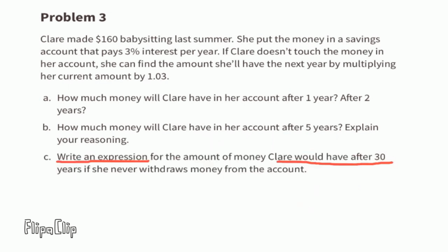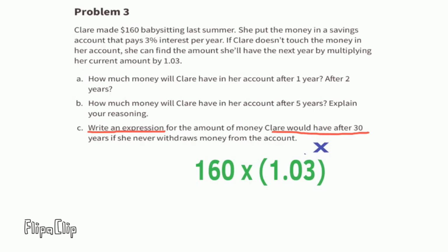Write an expression for the amount of money Claire would have after 30 years if she never withdraws any money from the account. Substitute the exponent x with 30. So the expression would read 160 times 1.03 to the power of 30. You can also see that using an x as a multiplication symbol can be quite confusing, and some people might mistake it as a variable. By removing the x, it still reads 160 times 1.03 to the power of 30.